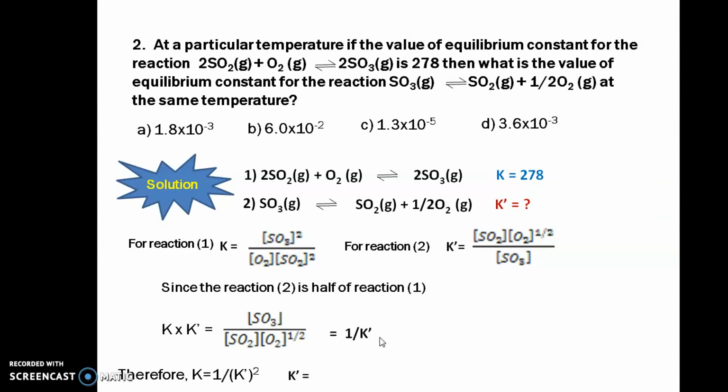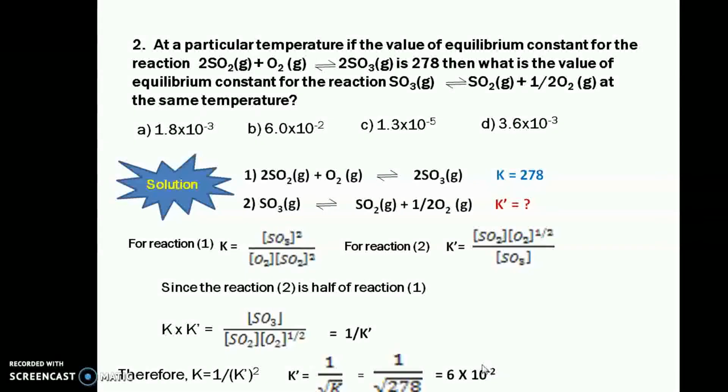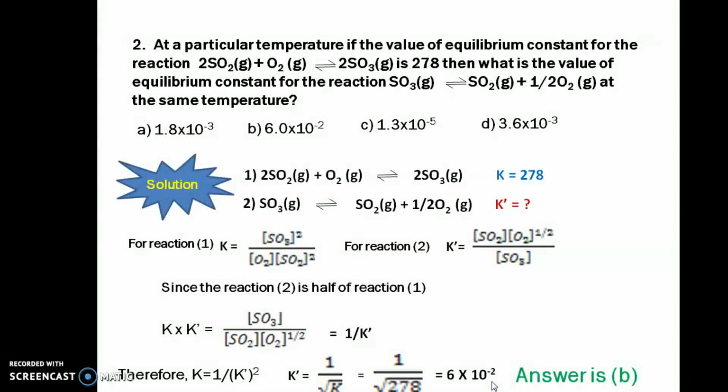We can write K dash is equal to 1 divided by root of K, and K value is given here already. So, we know this K value is 278. So, 1 divided by square root of 278 is equal to 6 into 10 raised to minus 2, and 6 into 10 raised to minus 2 is option B here. So, the equilibrium constant for the second reaction at the same temperature is 6 into 10 raised to minus 2, that is option B is correct.